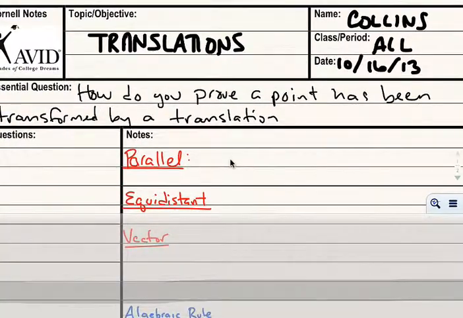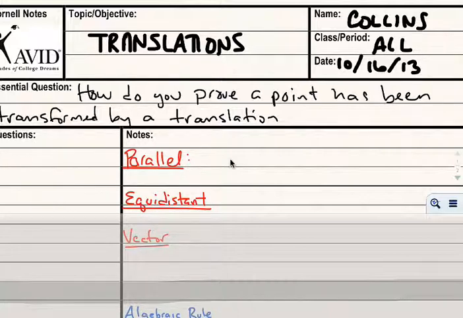And in particular, the essential question we're talking about is how do you prove a point has been transformed by a translation? Now, translations are the ones we probably went through the fastest. Like we took the, let's say, least time developing the ideas because you guys already have a good framework for addressing and talking about these transformations.